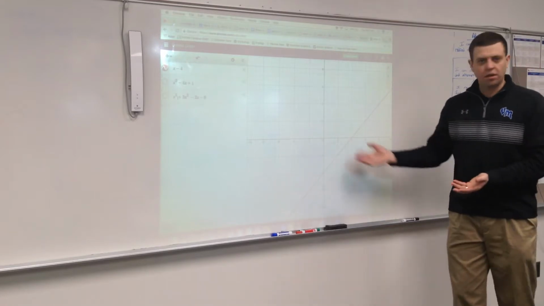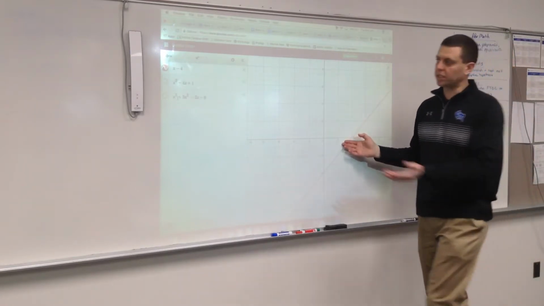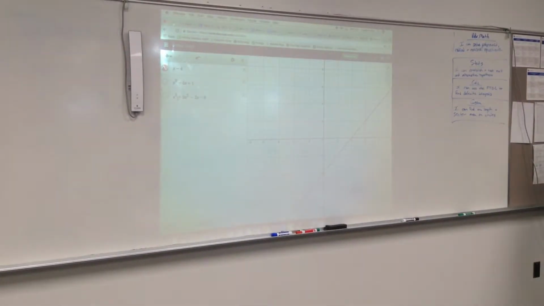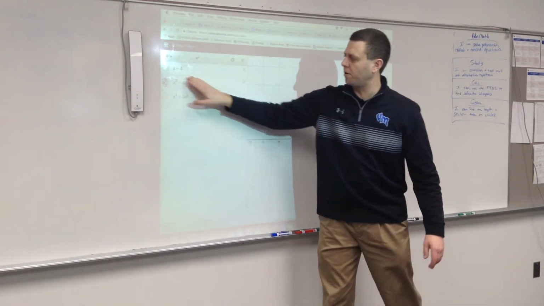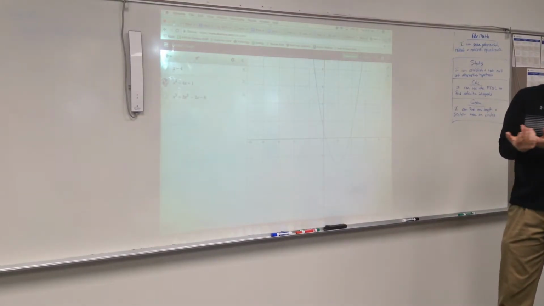Okay? Are you surprised it only has one solution? Shouldn't be, because what's the power on the x? 1, so it should have 1 zero, 1 root, 1 solution, and so on. Okay? X squared minus 4x plus 1. What's the degree of this polynomial? 2, so we should expect to see 2 solutions. Do you see 2? Yeah.